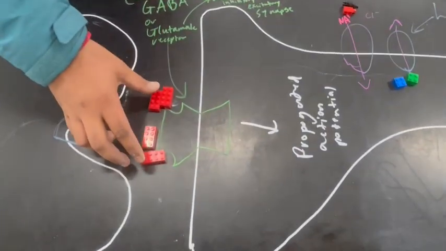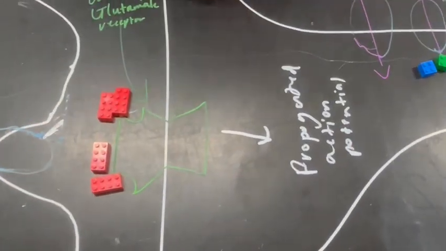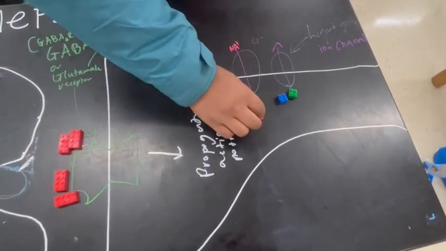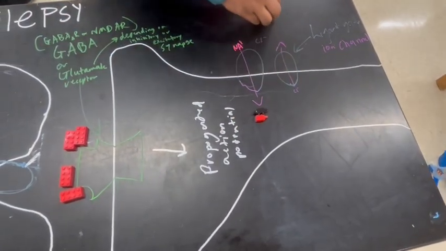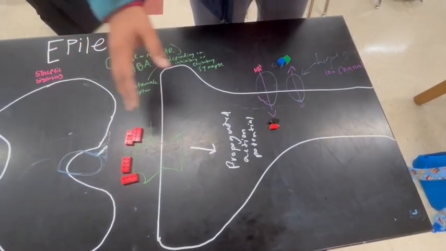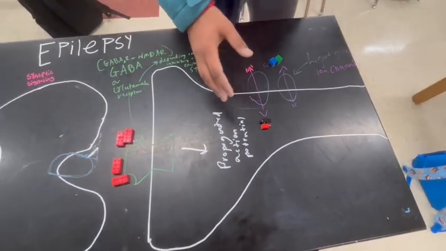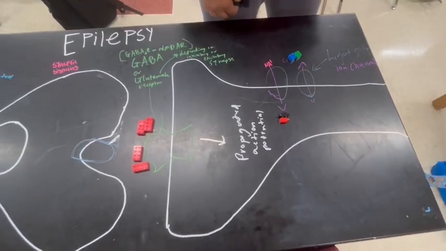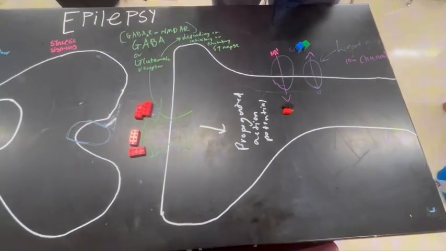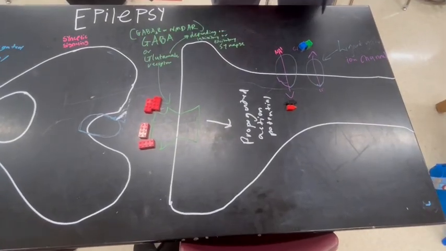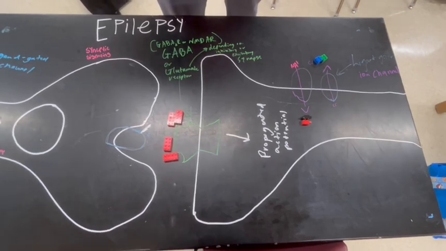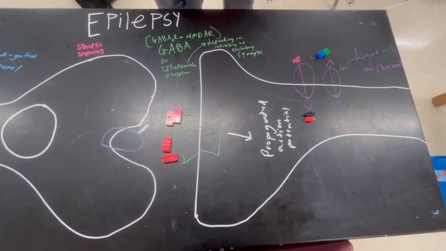And this overstimulation causes another excitatory propagated action potential down the line, which causes Na plus to go in and Cl minus to go out. And this continues for all neurons afterwards, for an unusual length of neurons. This unusually long length of neurons excited without inhibitory signals causes epilepsy.